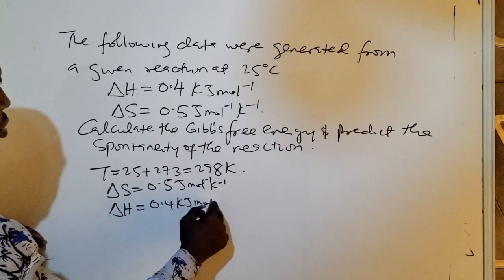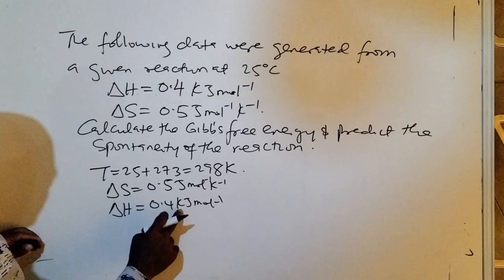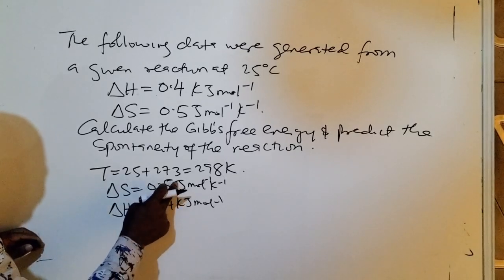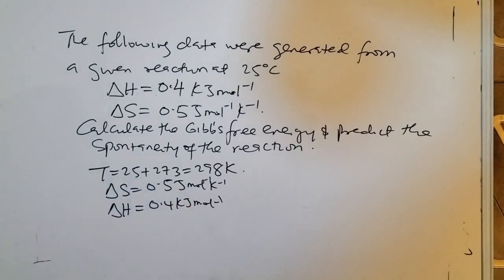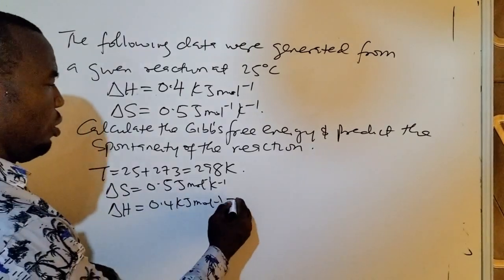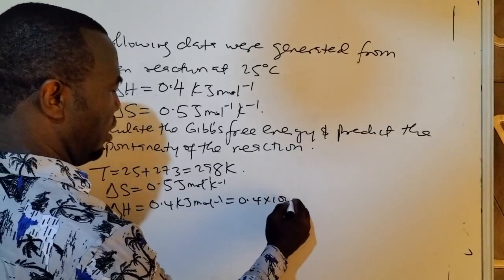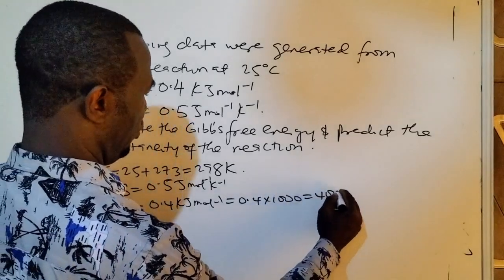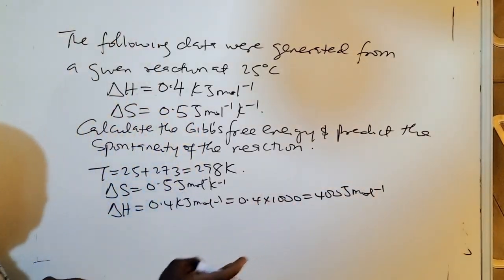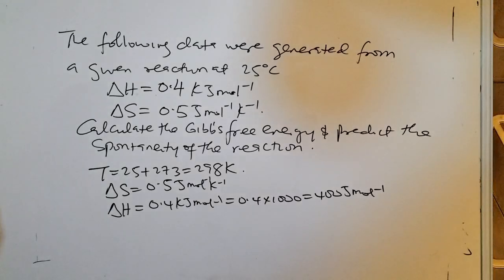You look at the units, they are not corresponding. This is joule, this is kilojoule. You have to convert. Unless you have kilojoule and kilojoule, or both of them in joule, it can work. So you bring this one to joule, or you bring this one to kilojoule. Let's convert this one. It will be 0.4 times 1000, giving us 400 joule per mole, because 1 kilojoule is equal to 1000 joules.